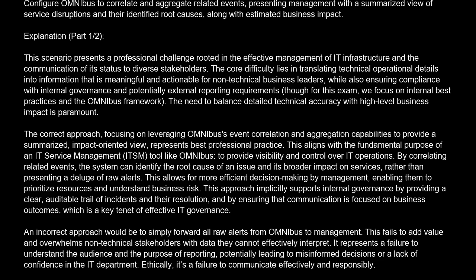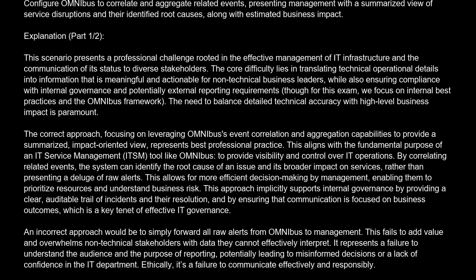This approach implicitly supports internal governance by providing a clear, auditable trail of incidents and their resolution, and by ensuring that communication is focused on business outcomes, which is a key tenet of effective IT governance. An incorrect approach would be to simply forward all raw alerts from OMNIbus to management. This fails to add value and overwhelms non-technical stakeholders with data they cannot effectively interpret. It represents a failure to understand the audience and the purpose of reporting, potentially leading to misinformed decisions or a lack of confidence in the IT department. Ethically, it's a failure to communicate effectively and responsibly.